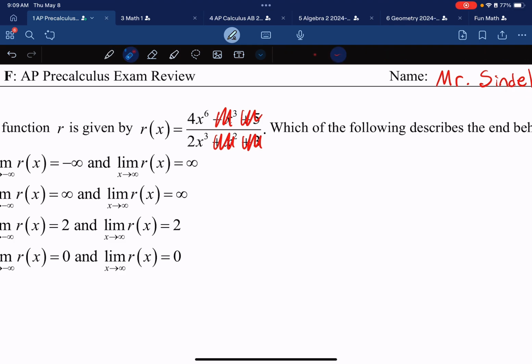So from here, I'm basically going to reduce this fraction. If I do that, the 4 and the 2 are going to cancel down to a 2. And then x to the power of 6 divided by x to the power of 3. This is just properties of exponents. You subtract these because we have division. And this is going to be x to the power of 3. So essentially, this function is basically just 2x to the power of 3 when we're dealing with the left and right behavior.